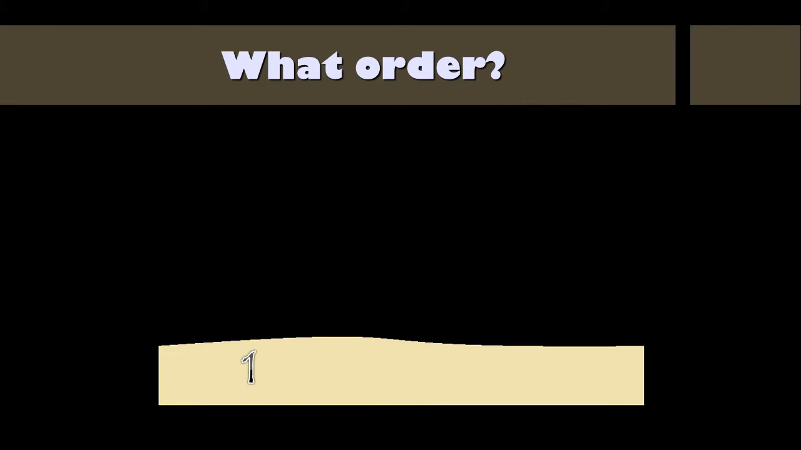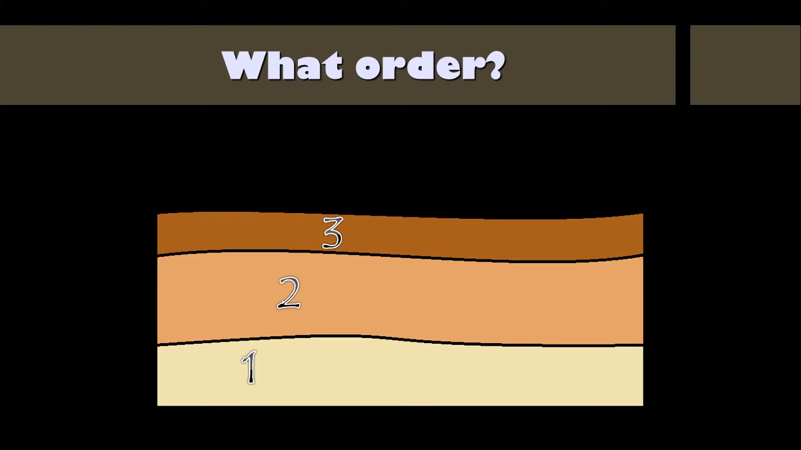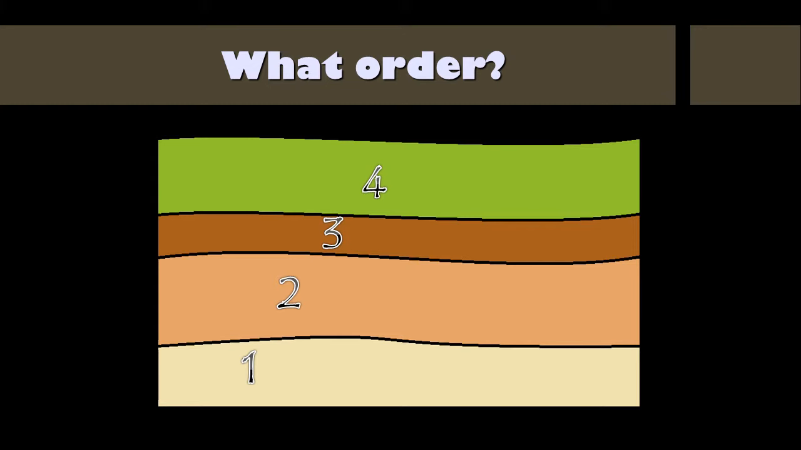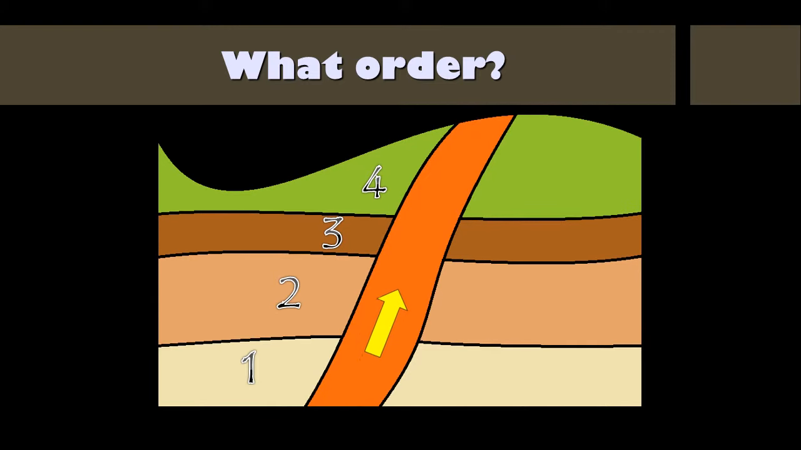We know from the principle of superposition that the first layer to be deposited was the bottom layer. Then layer 2 was deposited on top. The third layer came next, followed by the top layer. So far, this seems pretty easy. Sometime later, the green layer experienced some erosion, creating this dip. And at some point, an intrusion of magma came up through cracks in all 4 layers of rock.